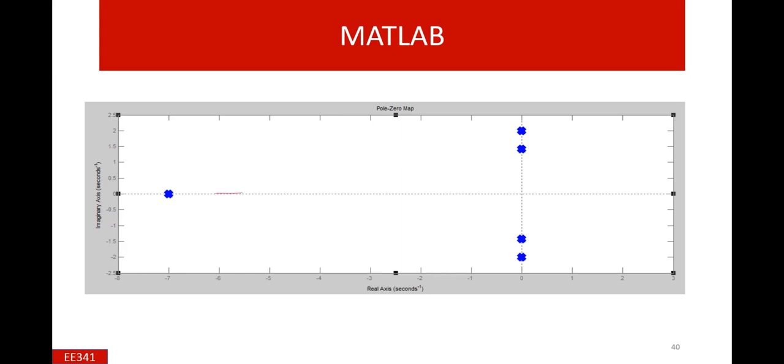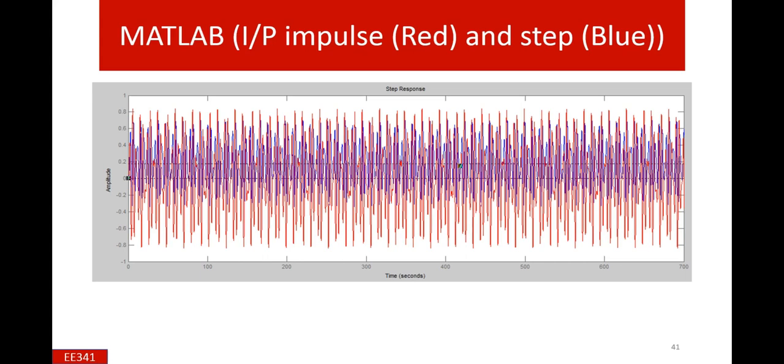This is the real axis, and this is the vertical or imaginary axis. 4 poles in the form of pairs lie on the vertical axis, and only a single pole lies on the left half plane. This is a very interesting result. No pole is lying on the right half plane. System behavior is oscillatory for impulse input and also for step inputs.